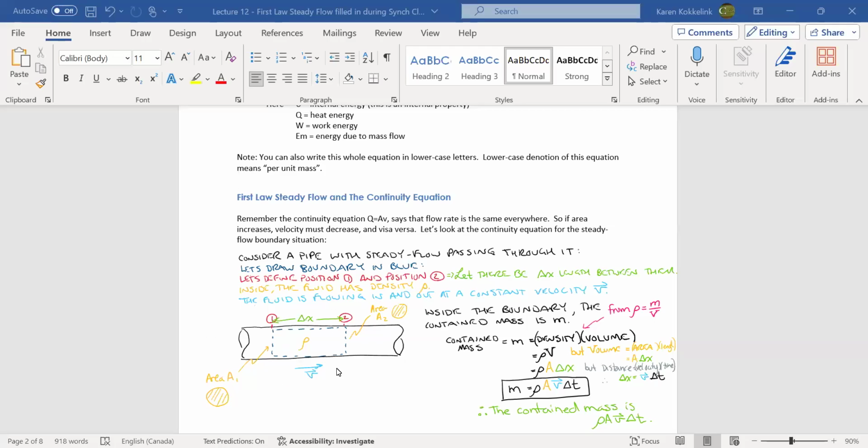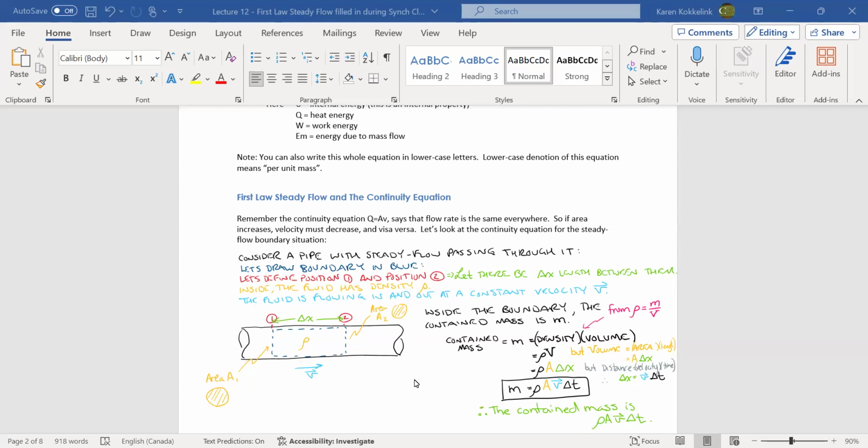We can consider the continuity equation so that we can define mass flow rate in terms of velocity and area, and that'll be handy for us. We remember that the continuity equation is mass flow rate equals A times V, Q equals AV. Q equals AV in, Q equals AV out. Q remains constant, the same everywhere, the flow rate.